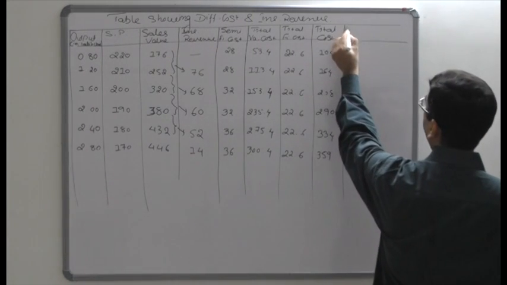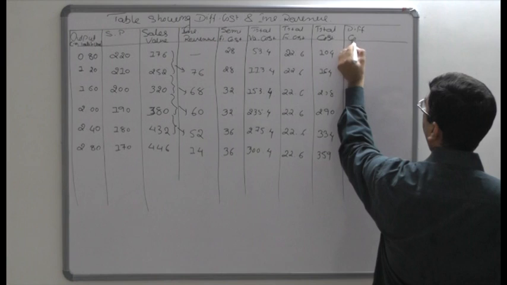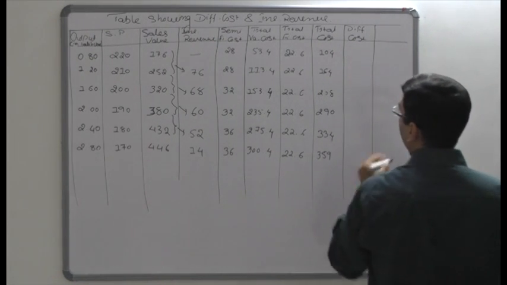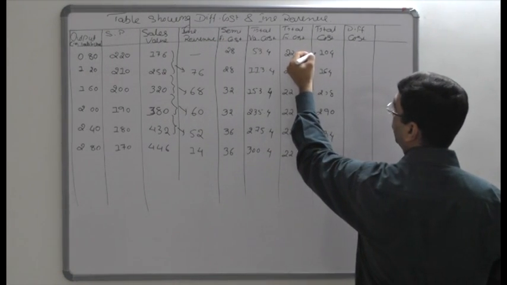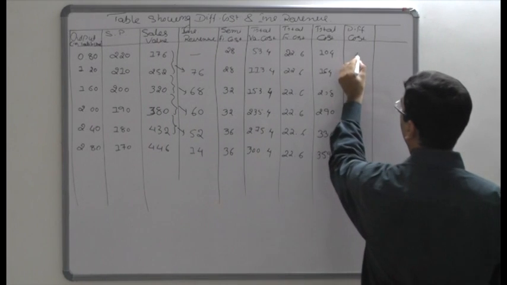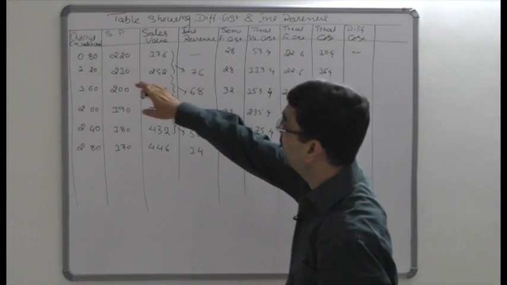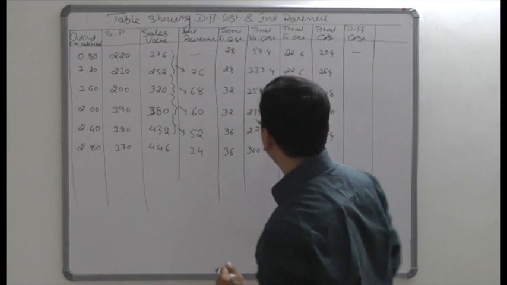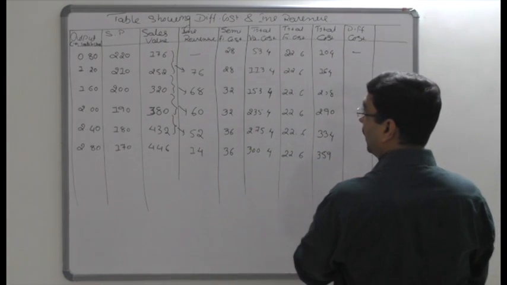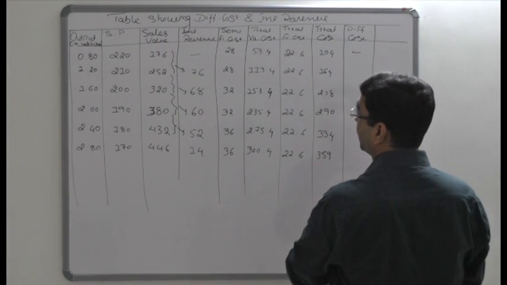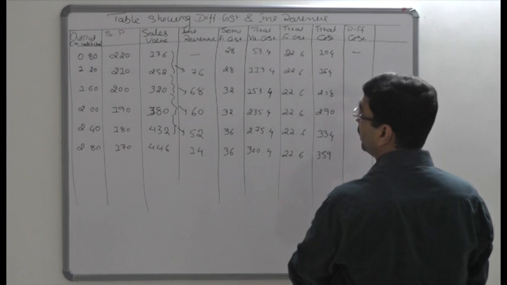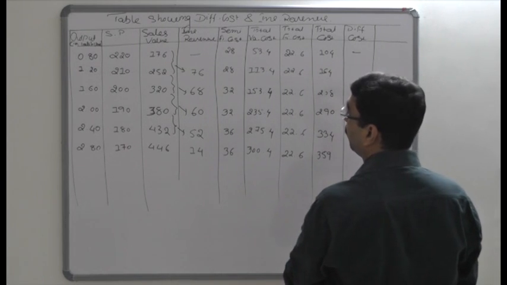So next is differential cost. In the case of differential cost for 0.80 output, it would not be identified because we don't have any output previous to 0.80. But now we can definitely compare what would be the changes in the differential cost for the output of 1.20.